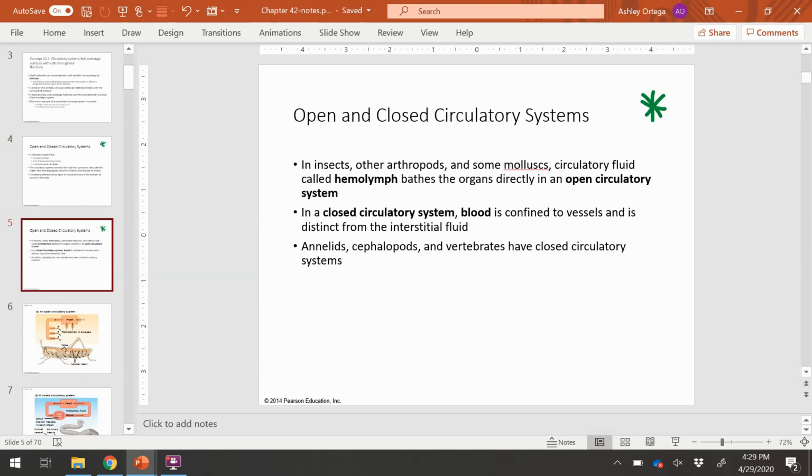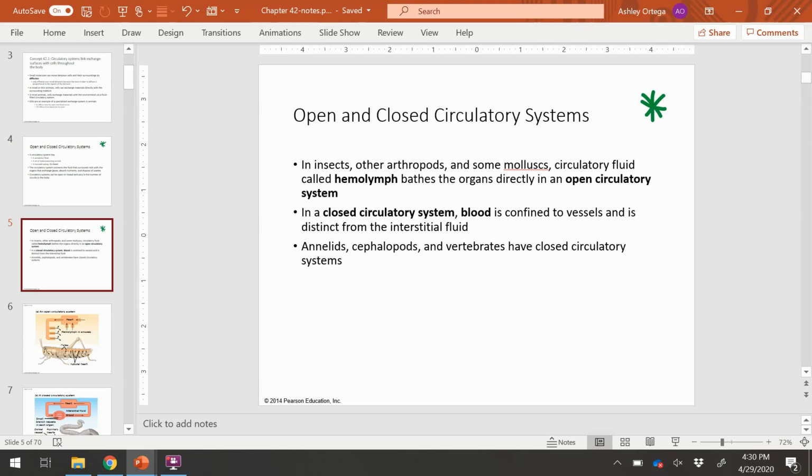And so looking at open and closed circulatory systems, the open circulatory system is going to be found in some insects, arthropods, and mollusks. And this open circulatory system is going to have a fluid called hemolymph. Since it doesn't have exactly the same components as blood, it's not going to be called blood. And so it's called hemolymph. And so in this, we'll see an example here where hemolymph bathes the organs and then circles back to the heart.